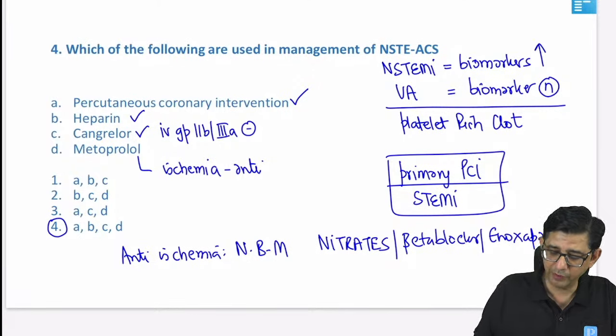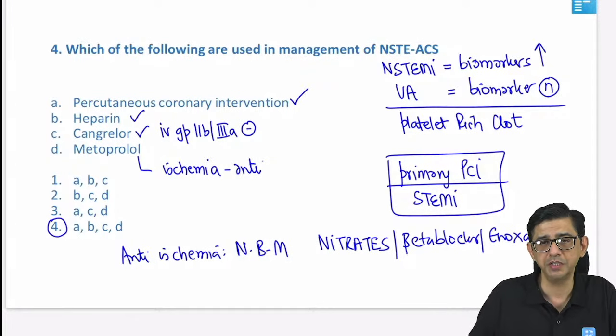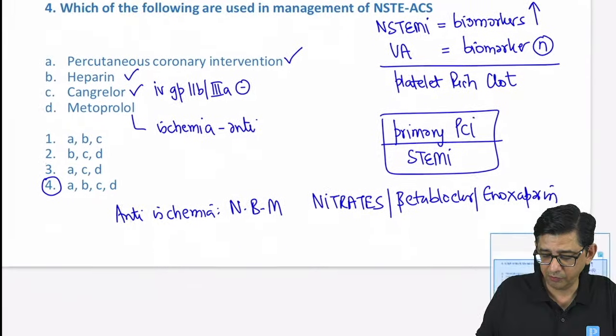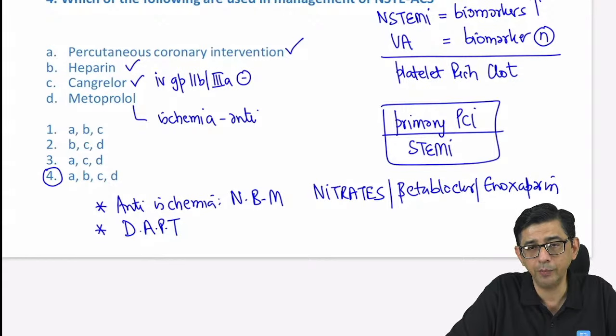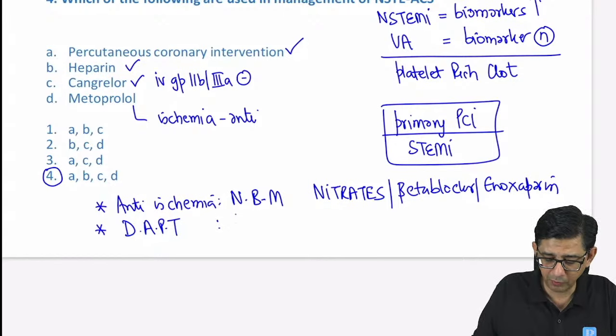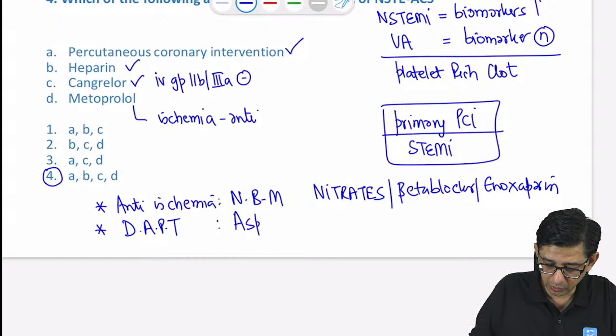But nitrates, beta blocker and morphine are drugs which would be useful as anti-ischemia agents per se. And after using this anti-ischemia approach, then subsequently, we'll also be using DAPT, that is dual antiplatelet therapy. Dual antiplatelet therapy would mean that we'll be giving aspirin loading dose and along with aspirin, we'll be giving ticagrelor to the patient. That is an oral molecule. So this is the initial approach on admission, NBM, aspirin, ticagrelor for cases of non-ST elevation MI.